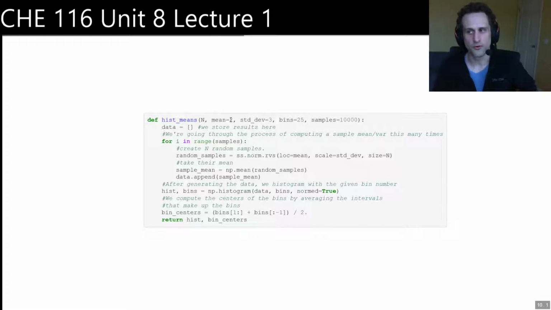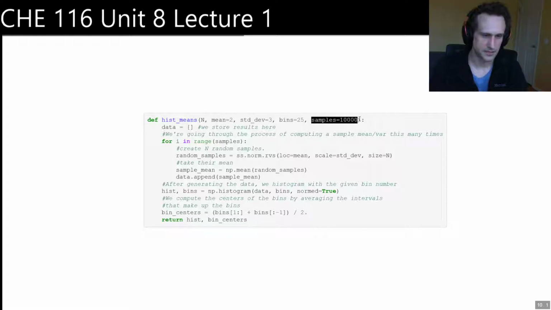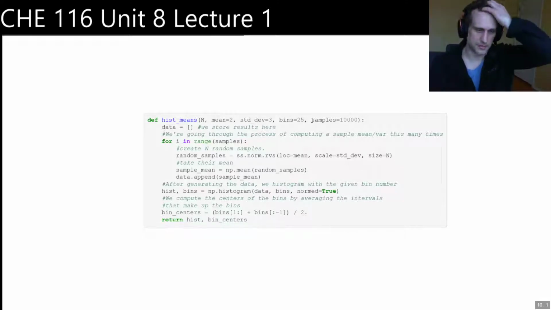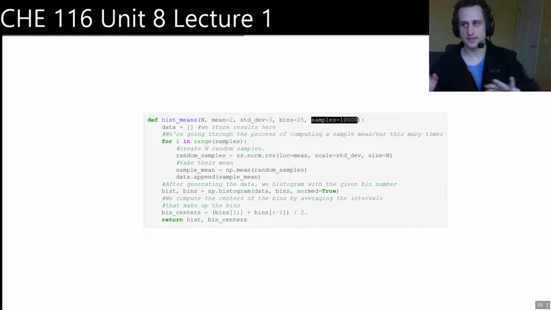Obviously I know it because I wrote it down, but we're trying to simulate the process as if we did not know it. Then this is the population standard deviation. Again, I don't know it, and that's what we're trying to get at. Bins here is just the histogramming, so we don't need to worry too much about this. And samples is how many times we're going to simulate this process. I'm going to try this 10,000 times. And again, this is not real.